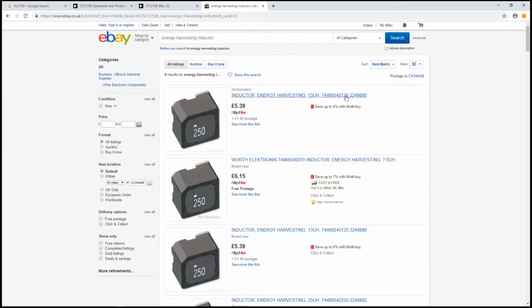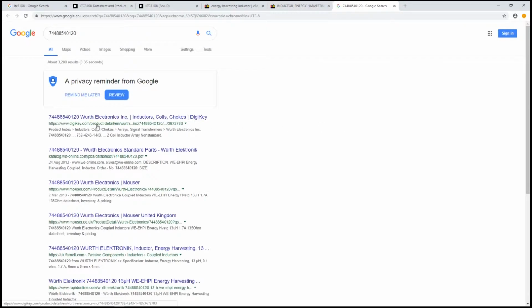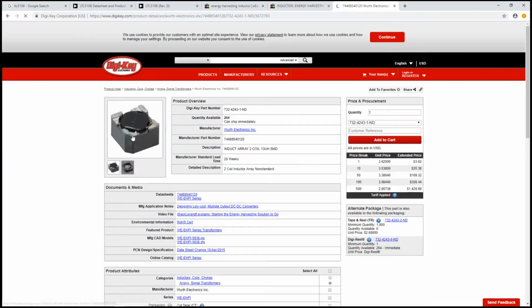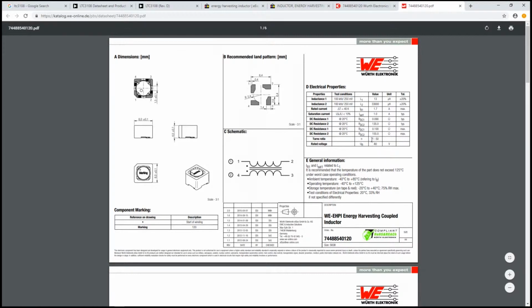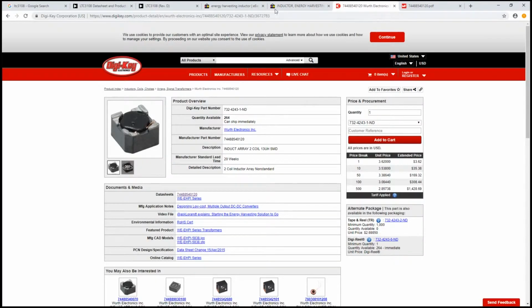Okay. 120 there. It's the last 3 digits of the part number, I presume that's what that is. Let's check that out. Datasheet. Turn ratio 1 to 50. Boom. This is a coupled inductor. Perfect. Good stuff. Right, we'll add one of those to our basket.